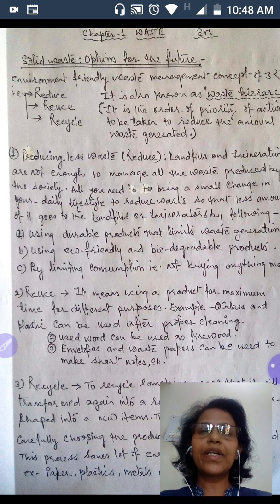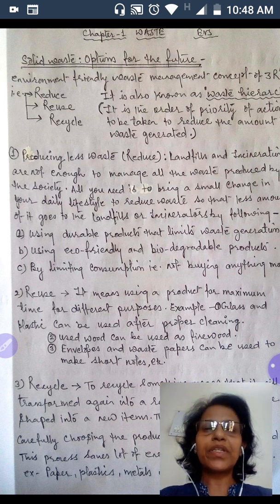Basically, this is the order of priority of action to be taken to reduce the amount of waste generated. So by practicing these 3R's, we can reduce the amount of waste generated.